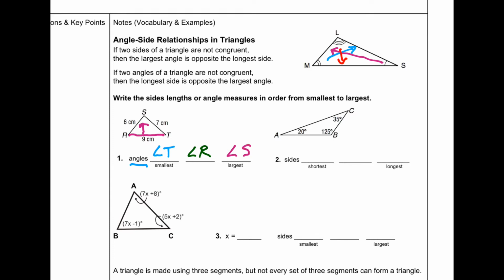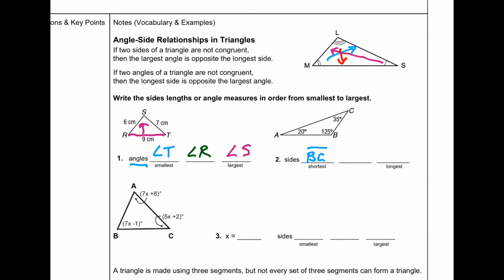And like I said, I can do this if we have sides, and that'll tell me about angles, but I can also do it if I have angles. So if angle A right here is the smallest angle, then that's going to point to the smallest side. Segment BC is going to be my shortest side of the triangle.